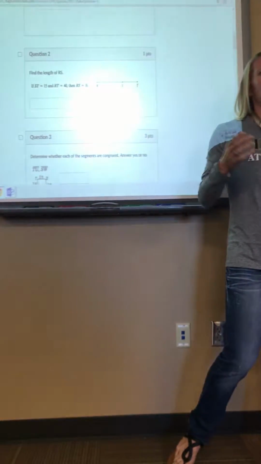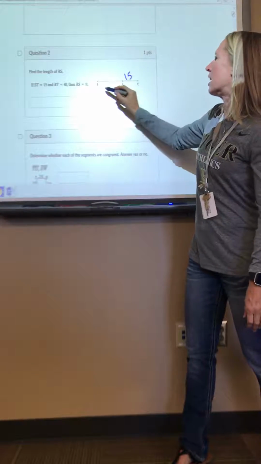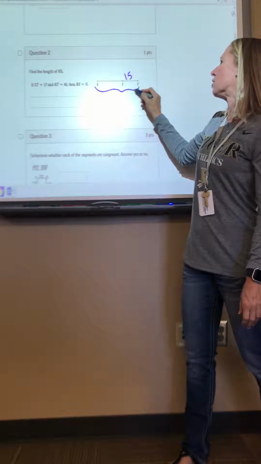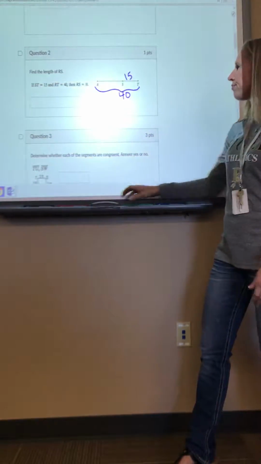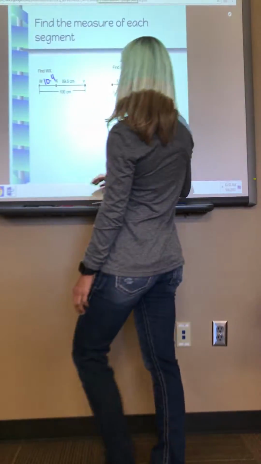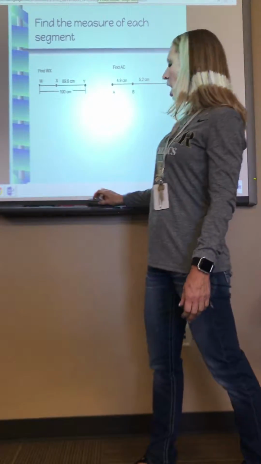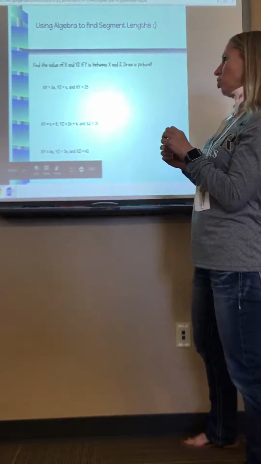RS, you got to think about this one. It says ST is 15, and then it gives you the length of RT is 40. So what are you going to do to find RS? Subtract. Yep. All right. So those should be fairly easy. Do you want to put RS equal? I do not. I just want you to put the answer. Good question.